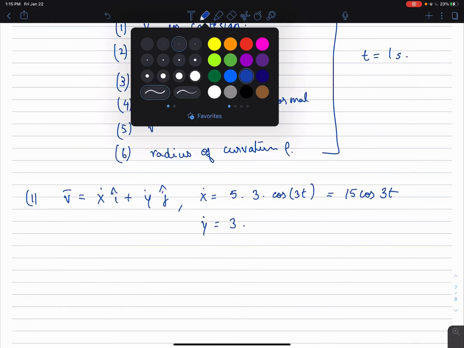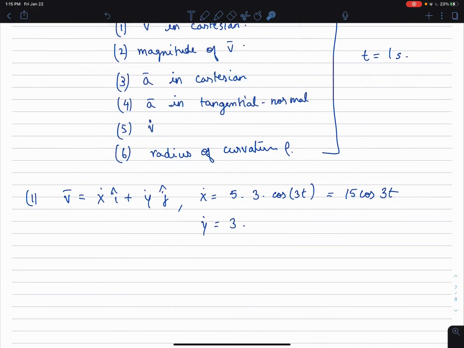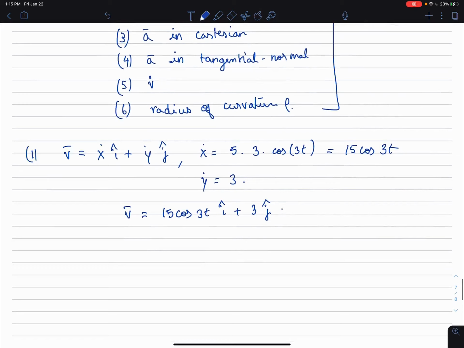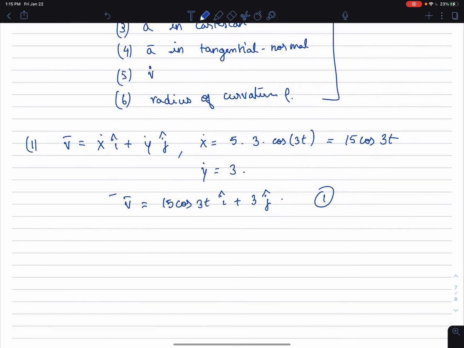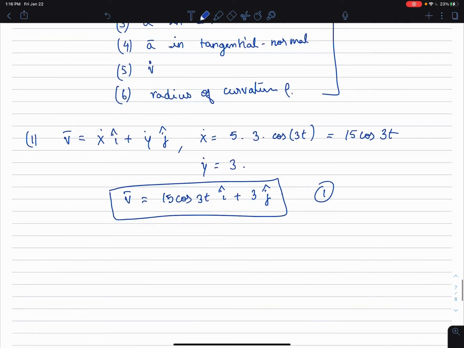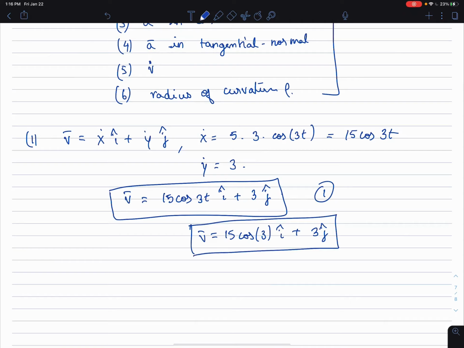We can plug in t equals 1 here and get the answer, but in any case we have v equals 15 cosine 3t i plus 3j. Let's call this equation 1. And then of course the answer at t equal to 1 second is v equals 15 cosine of 3 i plus 3j, and this is the answer for part 1.